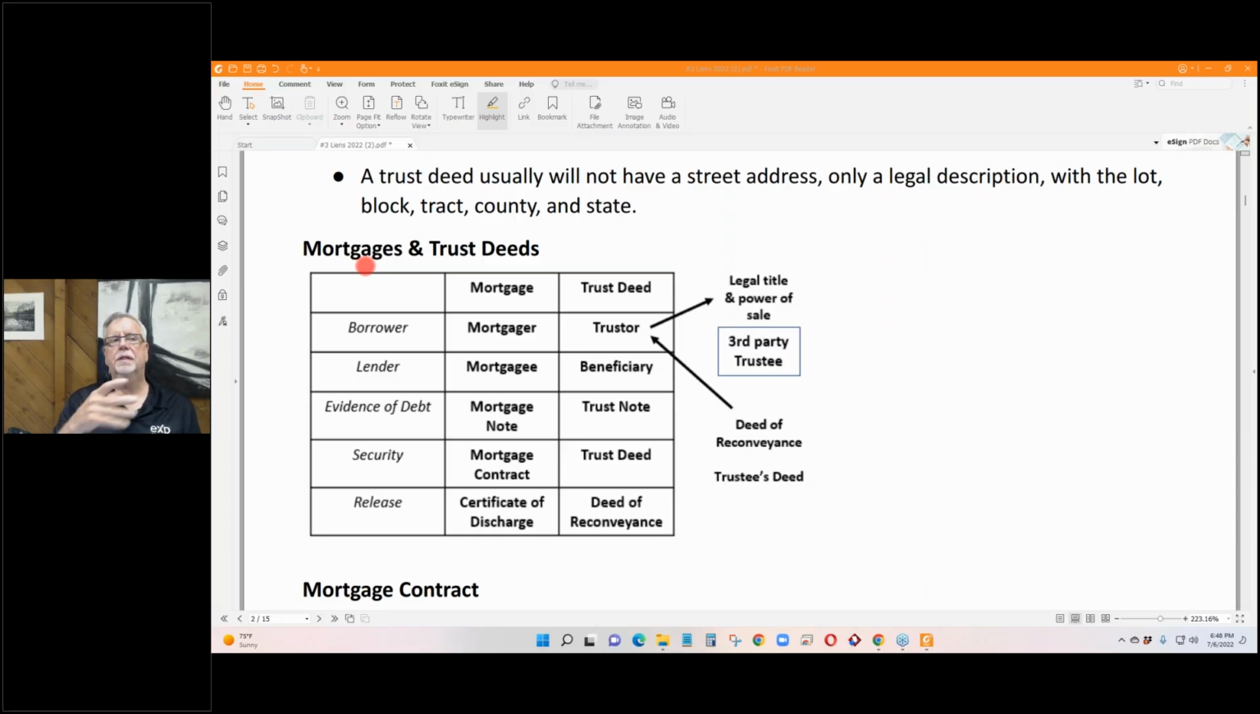Now, the reason that this can become a challenge when you're taking the real estate exam is that when the Department of Real Estate is asking a question and they're using the word mortgage, are they talking about loans in general, or are they talking about a very specific type of loan that we're talking about?